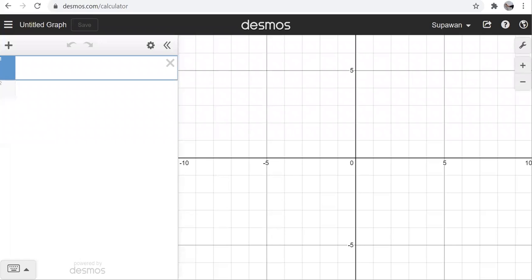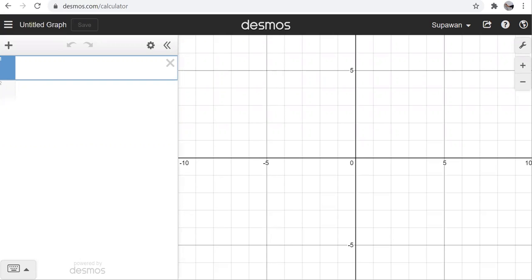In this video, I'm going to show you how to sketch the graph of polar equations using a web tool. One of the tools that I use a lot is desmos.com/calculator. For the input box here, you just type in the equation that you want to sketch the graph.